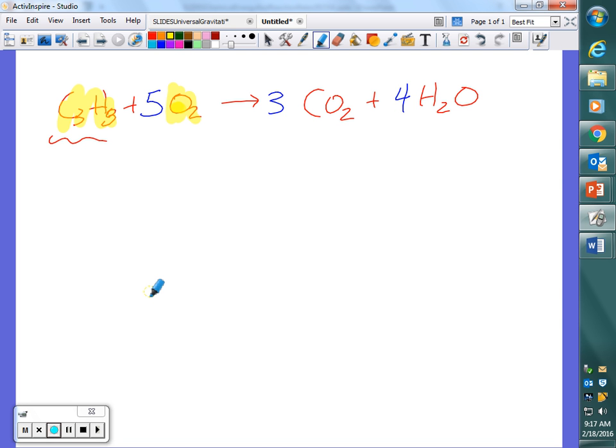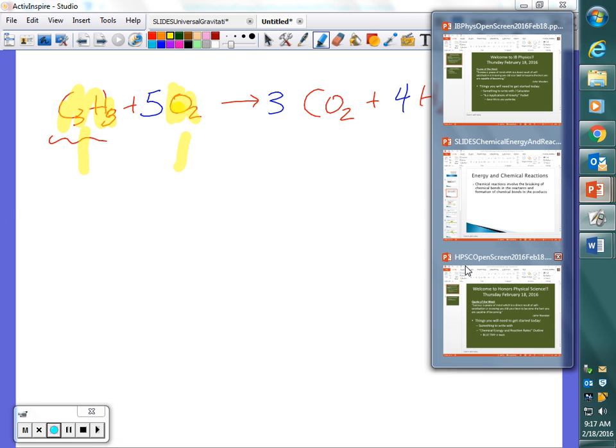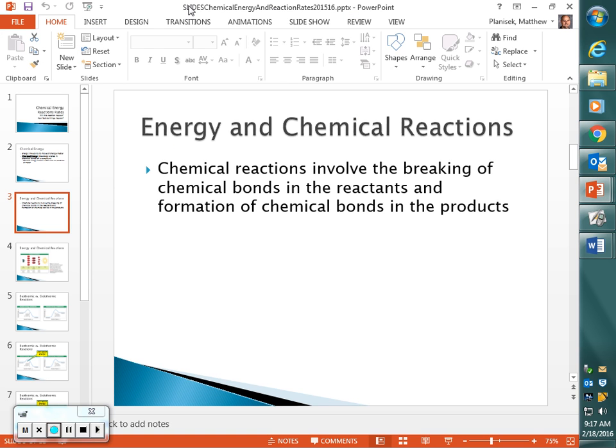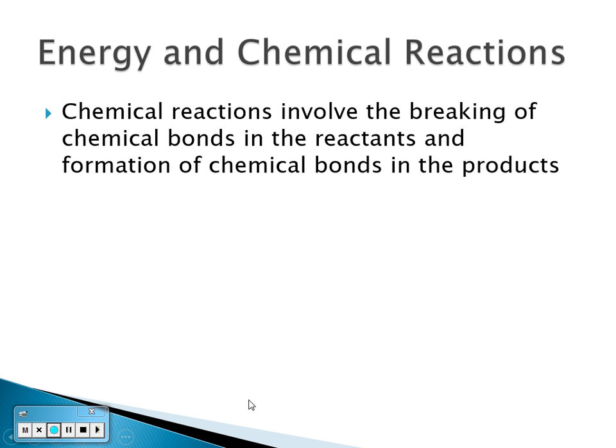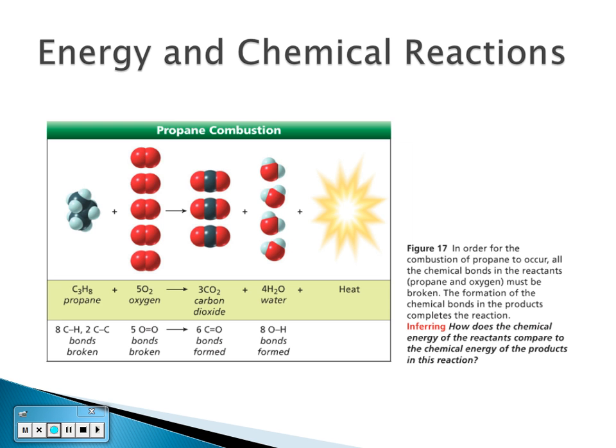Oxygen, diatomic oxygen, is stable. Propane is stable. But if we want to make those products, what do we have to do first? Take them apart. Then rearrange them, right? So that's why we say chemical reactions involve breaking of chemical bonds in the reactants and the formation of chemical bonds in the product. Flip it over back to the front side.